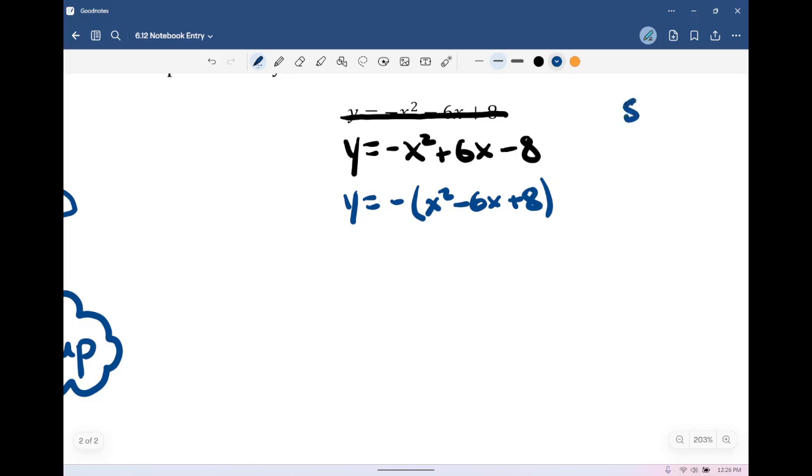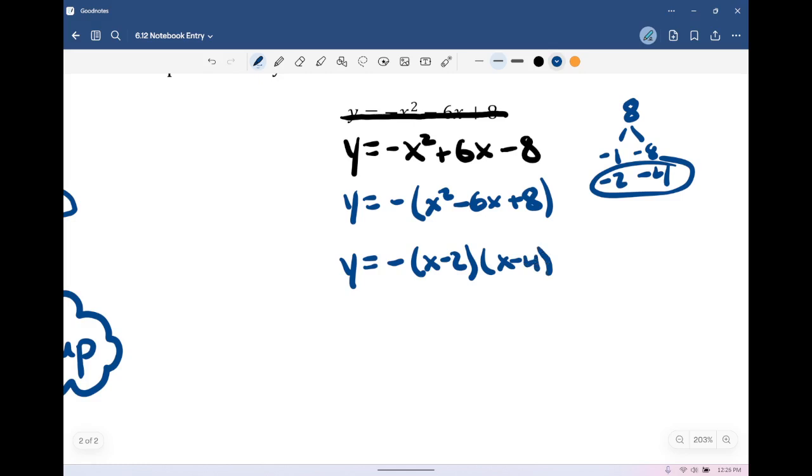From here, I'm going to have 8. Break this down. 8's positive. B is negative. So that means -1, -8, -2, -4. -2 and -4 add to be -6. And so these are the factors I want to use. Factored form is negative (x minus 2)(x minus 4). That negative sign truly just lives out front. There's nothing that I really do with that. All it tells me is that this is going to be open down. That's what this tells me.